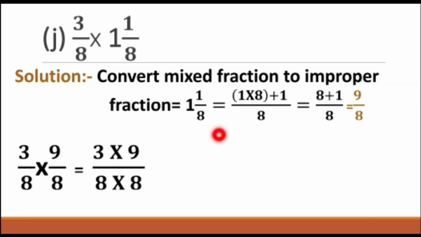Okay. So here now we will multiply 3 by 8 multiplied by 9 by 8. So again we can see there are no numbers in the numerator and denominator which can be divided with each other, okay. So we will directly multiply. So 3 9s are 27 and 8 8s are 64. So the answer is 27 by 64.